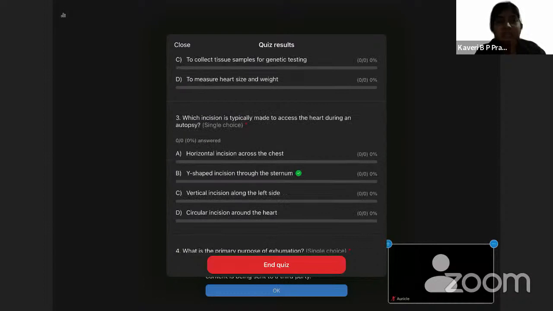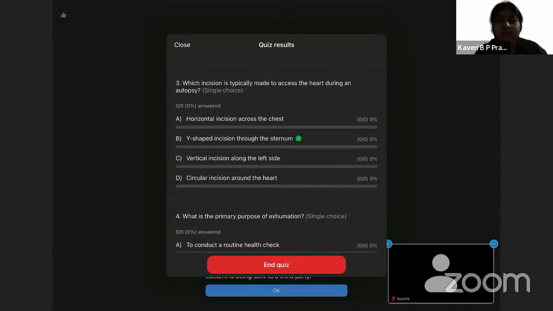Coming to the third question, which incision is typically made to access the heart during an autopsy? This is an application type of question. What is the answer? Let's see the options. Horizontal incision across the chest. Did we study about a horizontal incision anywhere? No, so that is the wrong answer. Vertical incision along the left side, did we study this incision? No. Circular incision around the heart? No. What is the only type of incision that we have studied? Y-shaped incision in the sternum.